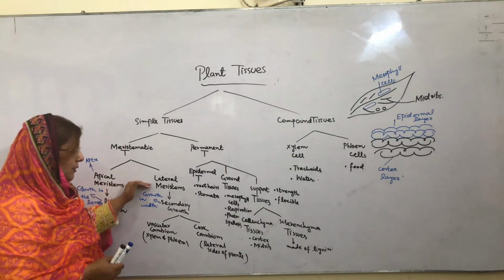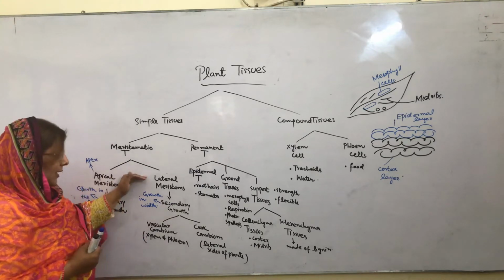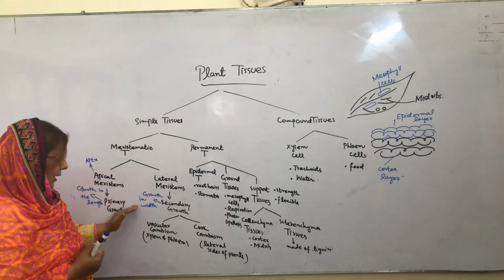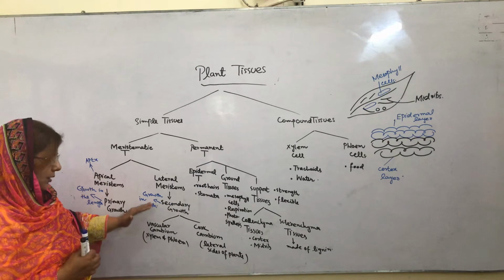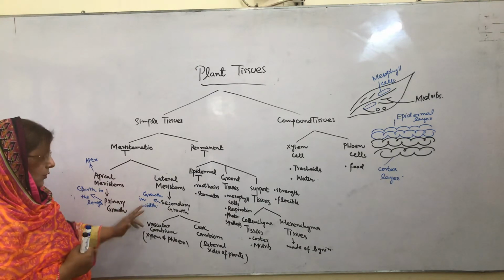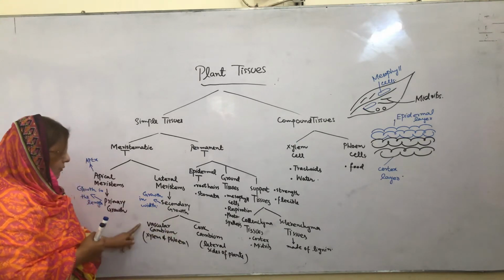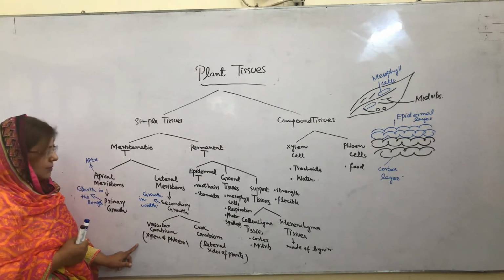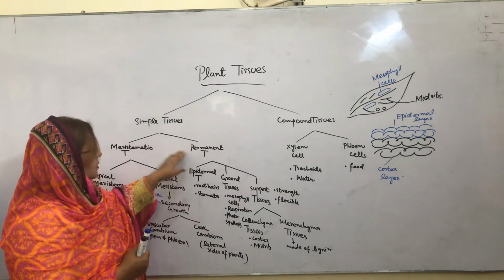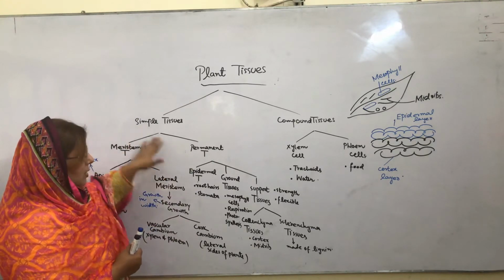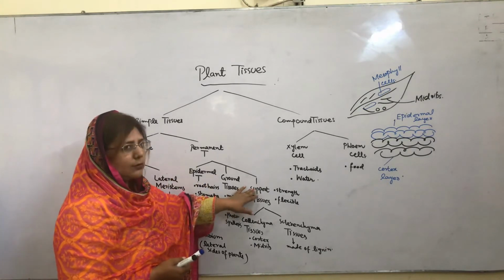But lateral meristems are produced at the lateral, inner part of the plant, and they also help in growth and increase the width of the plant. This process is called secondary growth. Secondary growth consists of two parts, vascular cambium and cork cambium. Vascular cambium is produced in xylem and phloem cells, and cork cambium is produced at the lateral side of the plants. Permanent tissues are also part of simple tissues. Permanent tissues are divided into three parts: epidermal tissue, ground tissues and support tissue.